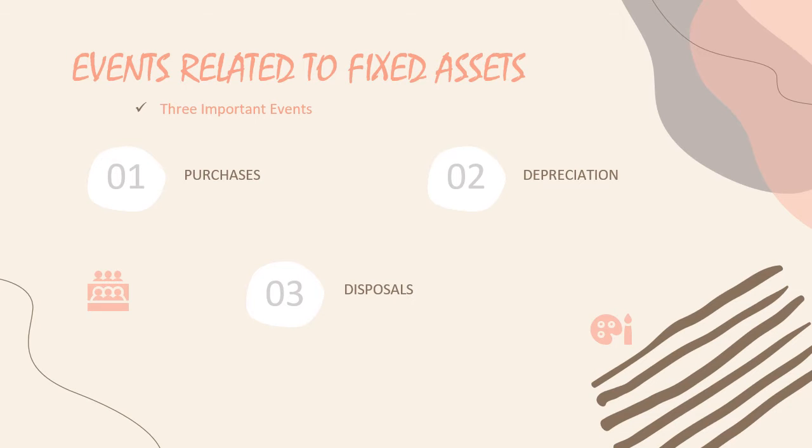When dealing with a fixed asset, there are three important events. The first one is purchase, how we calculate cost and how we record it. Second one is depreciation, also about calculation and how we journalize it. Third one is disposal. These are the three important events that we have to make sure we can calculate and we can record.